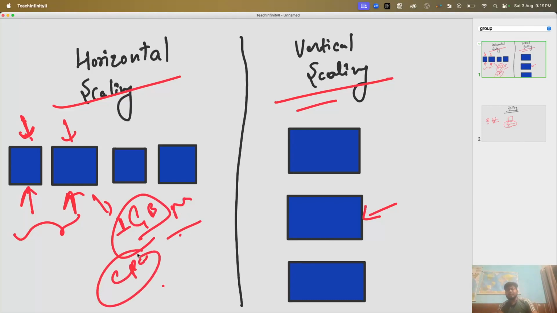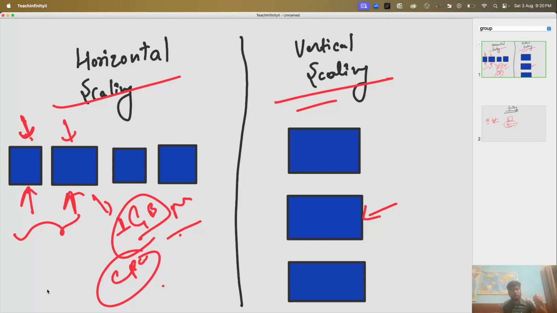So in horizontal scaling, we are scaling the system in a horizontal way. We are adding more and more units of nodes. What we need in horizontal scaling is something called a load balancer. So what is a load balancer? A load balancer is generally used when you have a number of different systems, different nodes, which are serving a request.